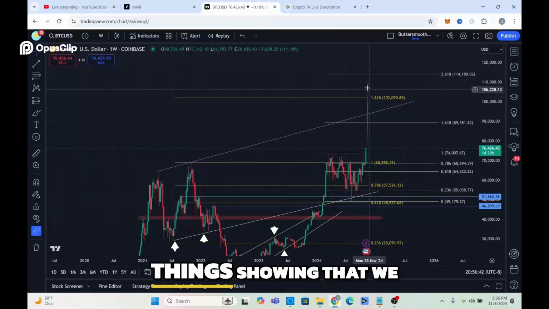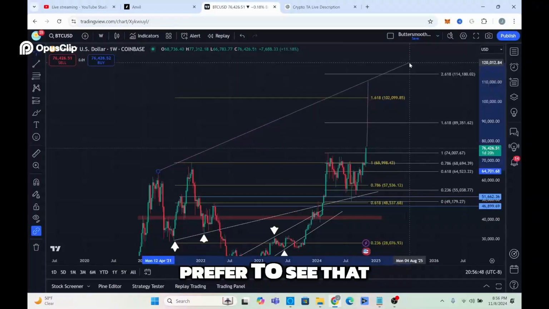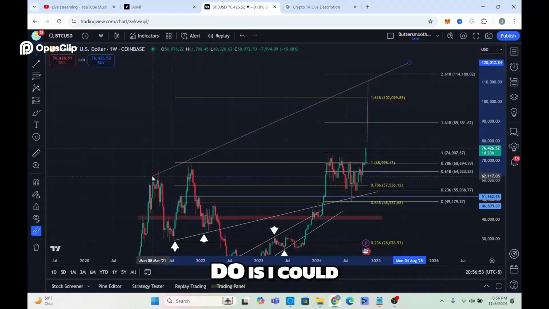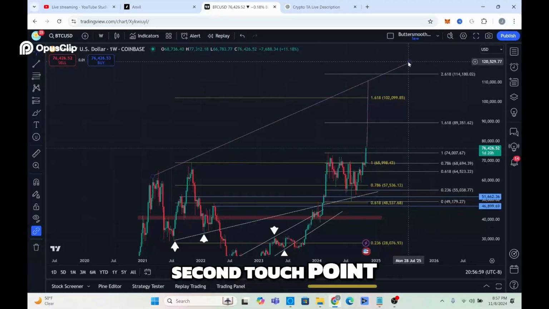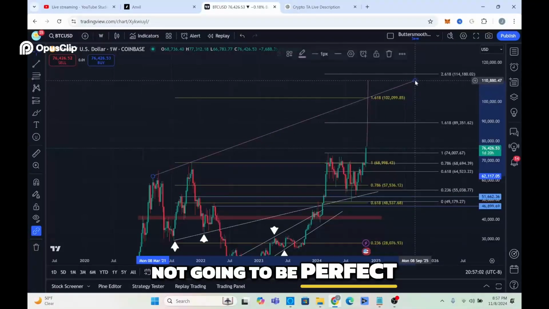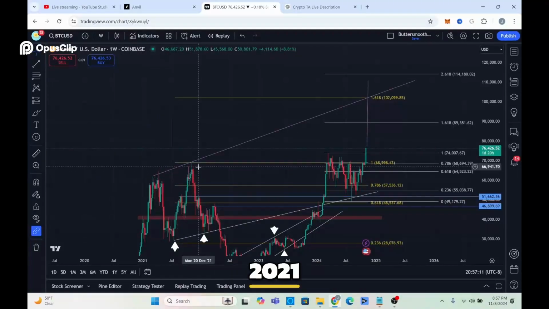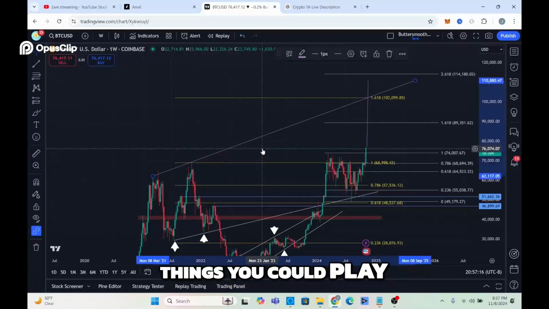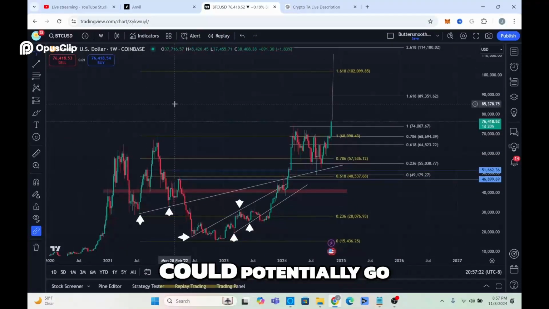See, so you have some things showing that we could potentially get up there, even though I would prefer to see that. Something like that would make me really think that's happening, and what I could do is I could drop from here. I could drop from this green wick and then have that second touch point, and it's not going to be perfect. But it's very close. Again, you could just play with it. Now that first touch point is March 8th, 2021. Second touch point is November 8th, 2021. So it's just little things you could play with to give you a little bit more confidence in where price could potentially go.